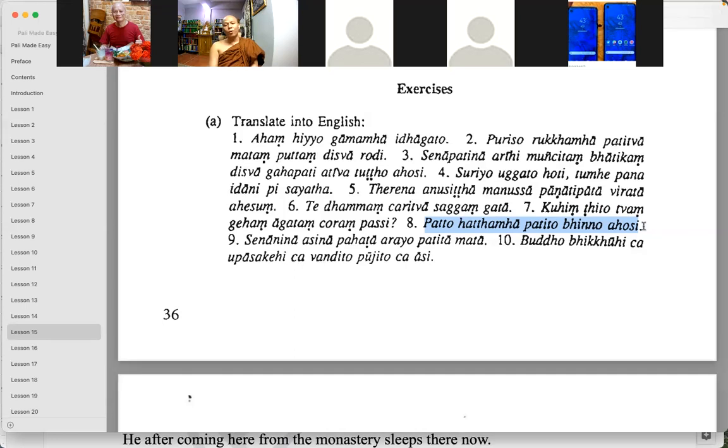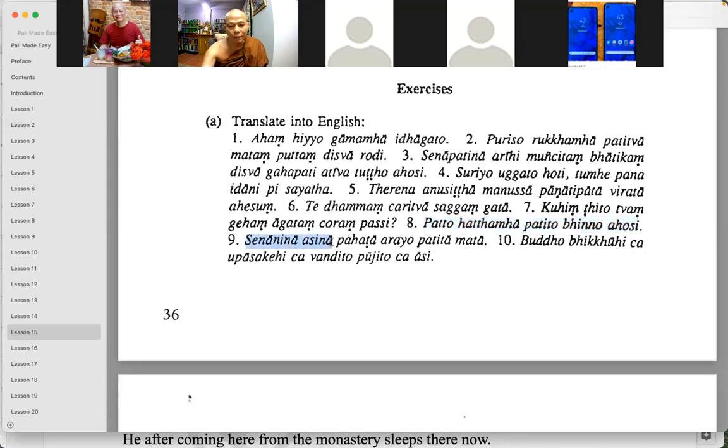The bowl fell from the hand, and was broken also. Oh, I see. Okay. Thank you, Bante. Thank you. Okay. And then now number 9.